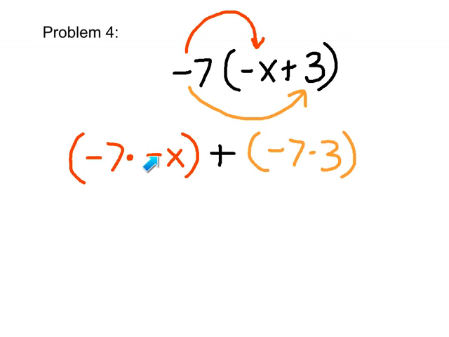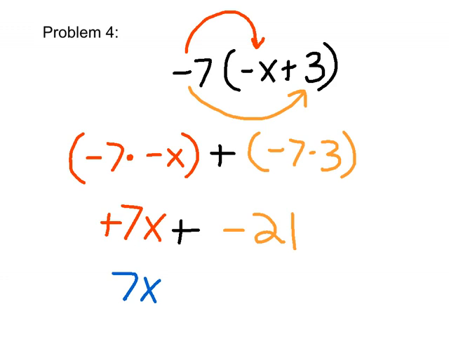Negative 7 times negative x. Well, a negative times a negative is a positive. 7 times x is 7x. The plus sign just comes down, and I have negative 7 times 3. Well, negative 7 times 3 is negative 21. And now let's simplify things. Well, instead of saying plus 7x, I just write 7x. And when I have a plus and a minus next to each other, I keep the minus and 21. So the answer is 7x minus 21.